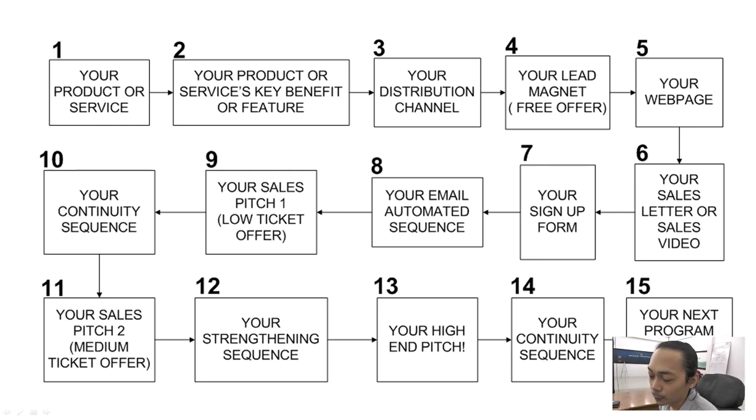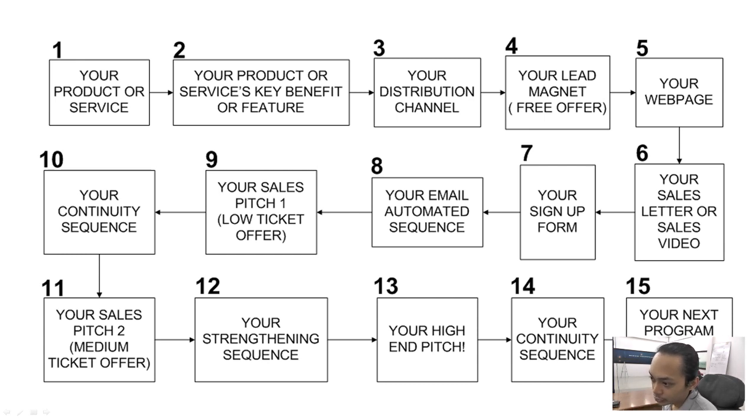Number 8 is your email automated sequence. Now, what is this? Basically, an email automated sequence is what you will need to use in order for you to grow your audience, in order for you to build credibility, build trust, and build a relationship among your potential market, in hopes that later on they would become your customers.